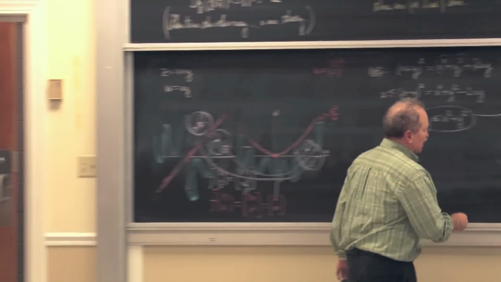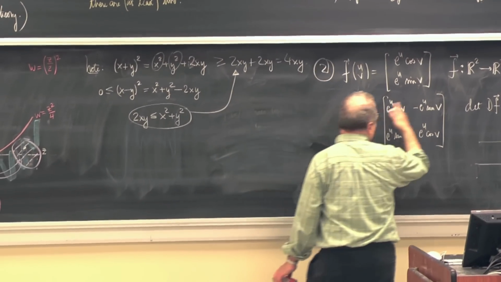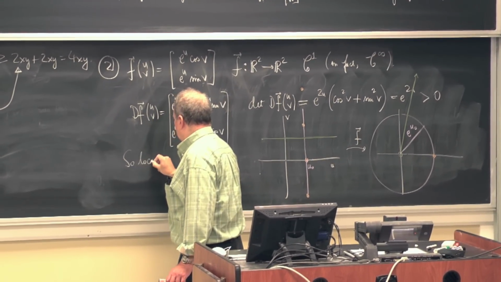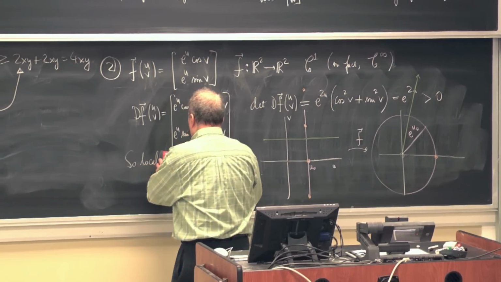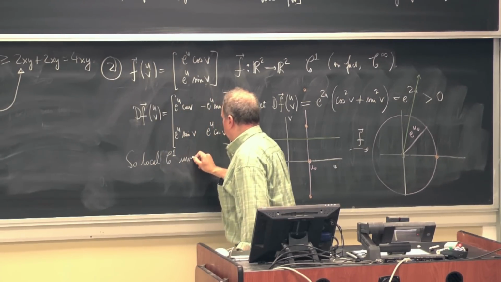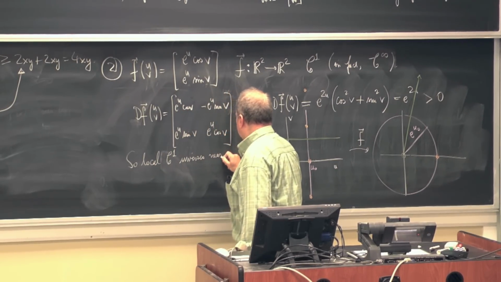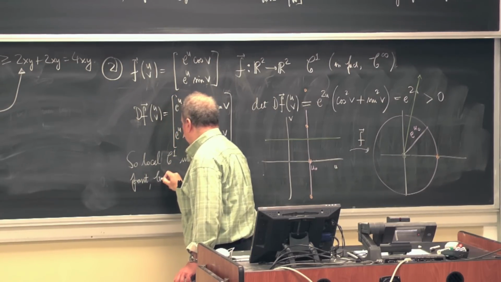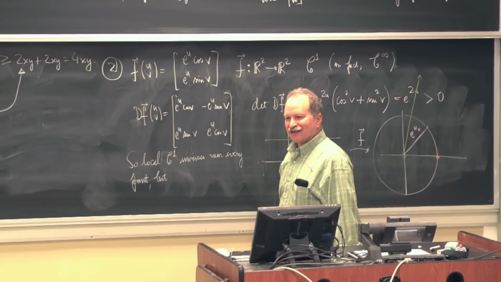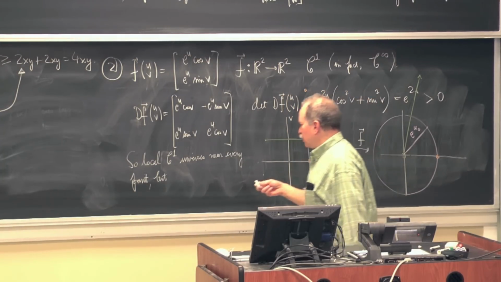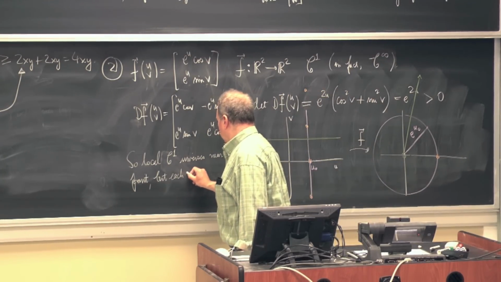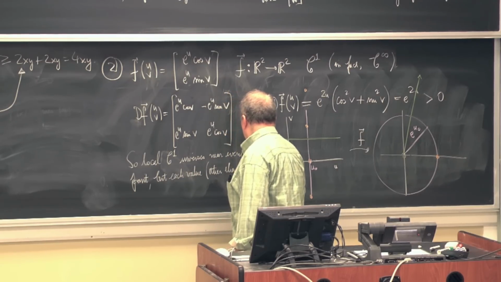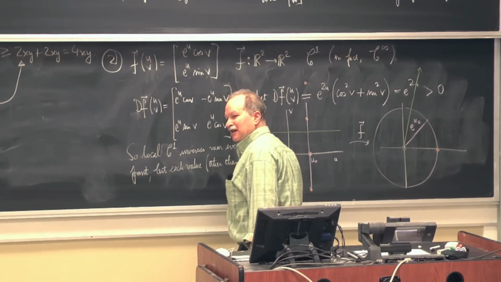So this is very interesting. We're saying the derivative is non-singular everywhere, so we have local inverses. We have local C1 inverses near every point. But no global inverse. In fact, each value other than 0 is taken infinitely often.